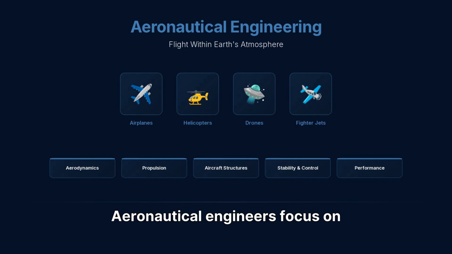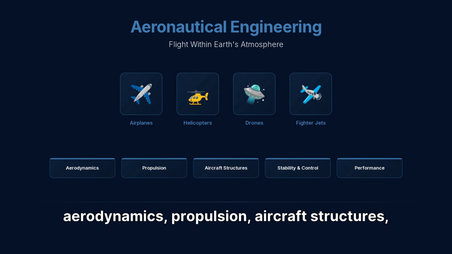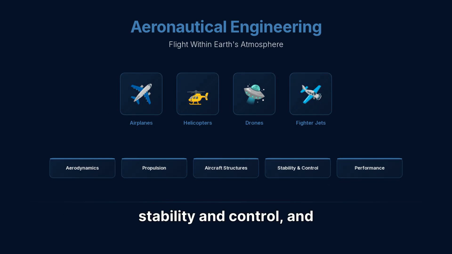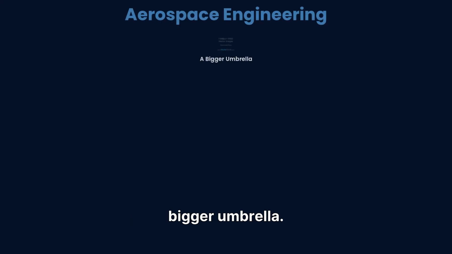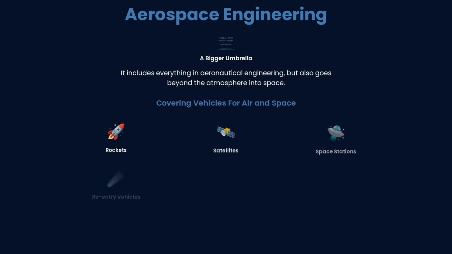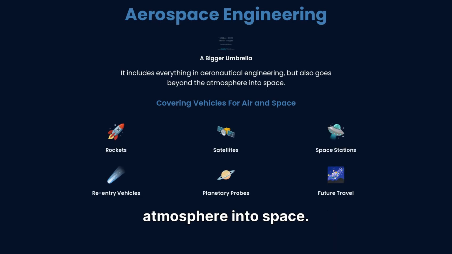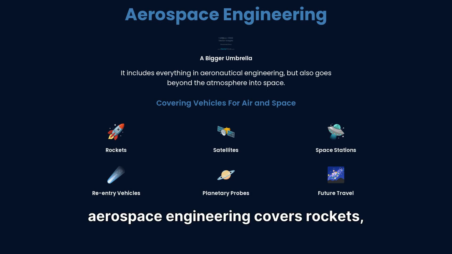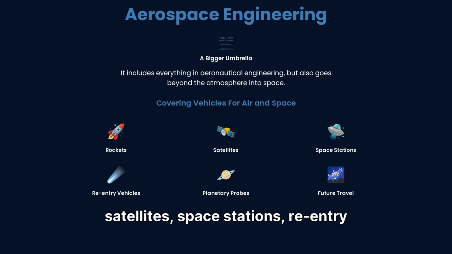Aeronautical engineers focus on aerodynamics, propulsion, aircraft structures, stability and control, and overall performance of vehicles that stay inside the atmosphere. Aerospace engineering is a bigger umbrella. It includes everything in aeronautical engineering, but it also goes beyond the atmosphere into space. So, along with aircraft, aerospace engineering covers rockets, satellites, space stations, re-entry vehicles, planetary probes, and even future concepts like space tourism and interplanetary travel.